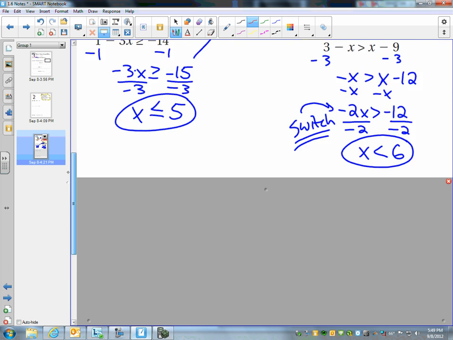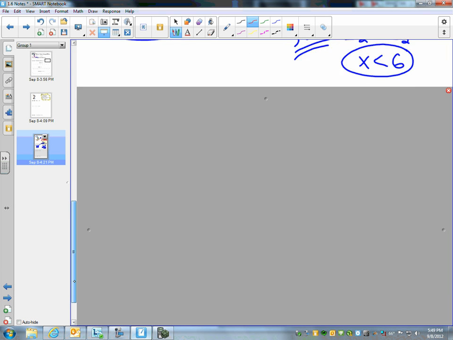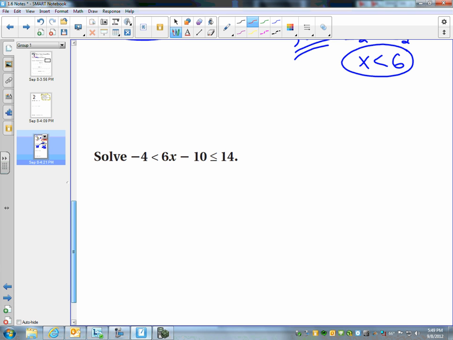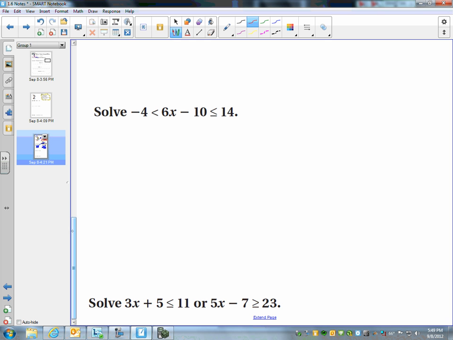Now, if you look up above, we graphed a couple kind of easy ones, and then we graphed some more complicated ones like a between or an except. So we're going to do the same thing down here. We solved a couple easy ones, and then we're going to solve a couple more difficult ones. So this is, remember, that between example. This is where we want x's in between those numbers on the ends.